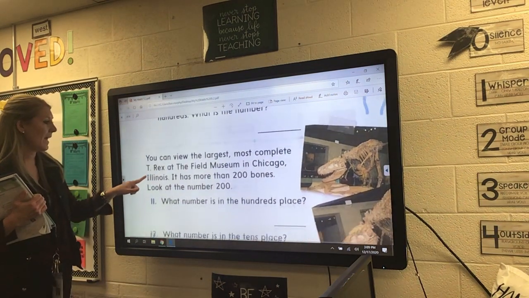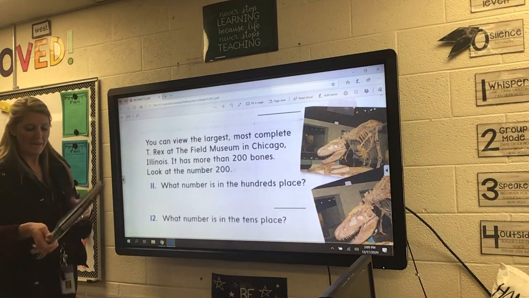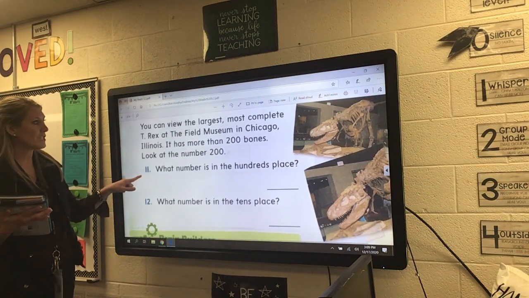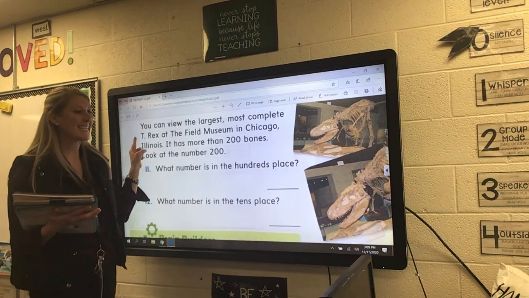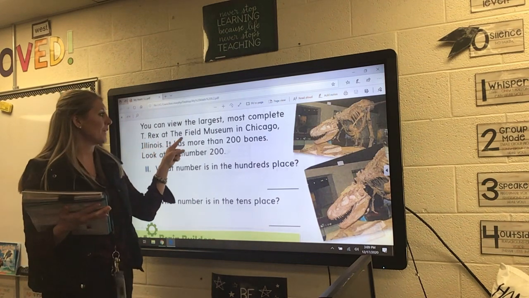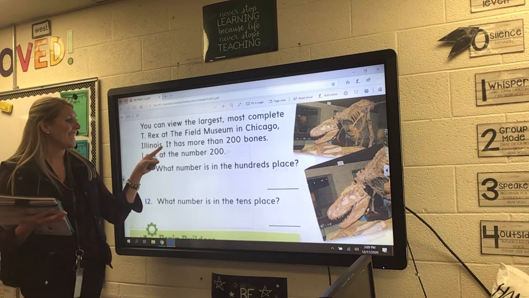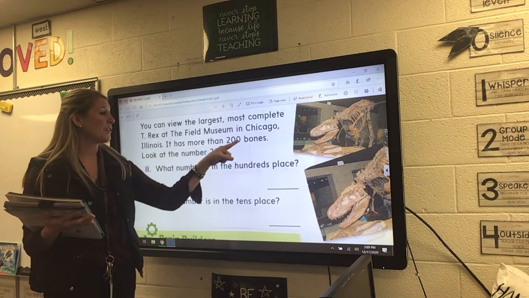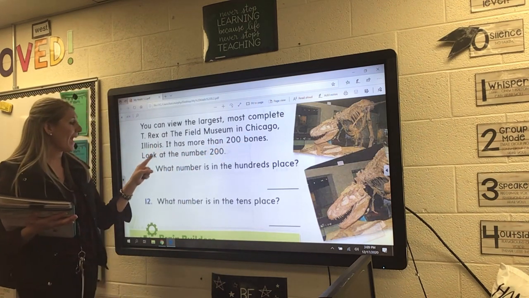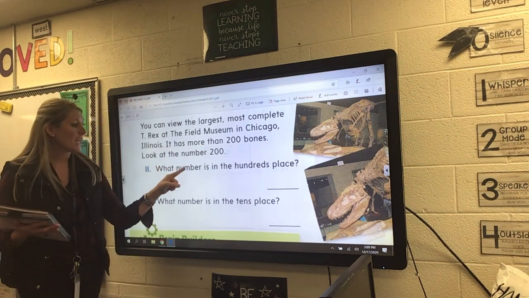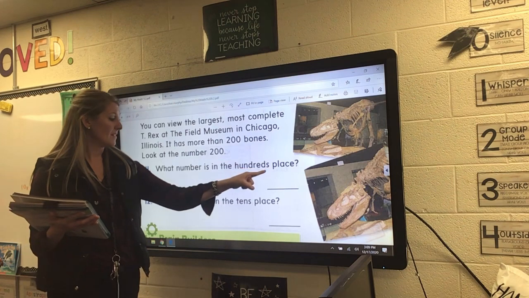All right, now on this next one, it says, you can view the largest, most complete T-Rex at the Field Museum in Chicago, Illinois. It has more than 200 bones. Look at the number 200. What number is in the hundreds place?